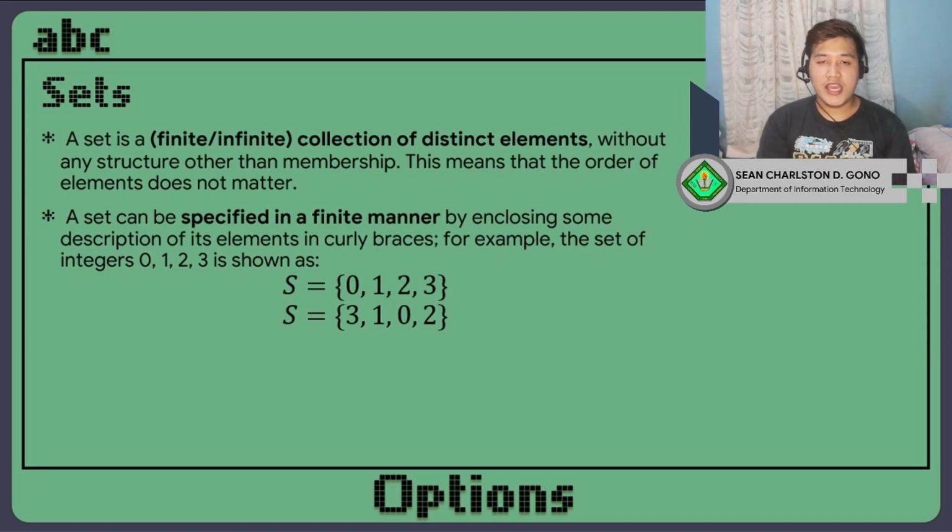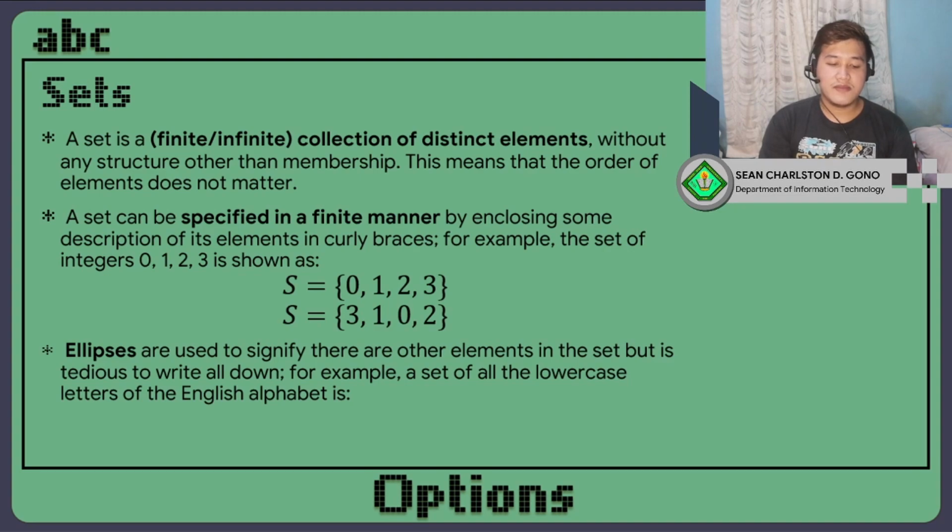So what if we have a lot of numbers in a consecutive manner? Let's say, for example, we want numbers from 0 to 100, or we want all the alphabets from A to Z, but we don't want to write everything down. That is where we use ellipses. Ellipses are used to signify there are other elements in the set, instead of writing them all down. For example, a set of all the lowercase letters of the English alphabet is like this.